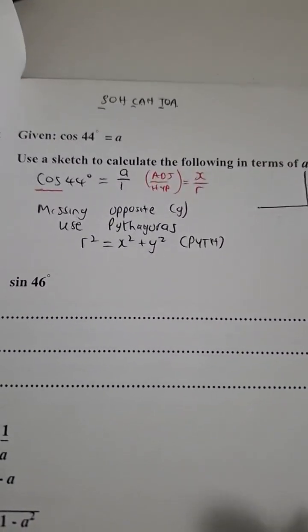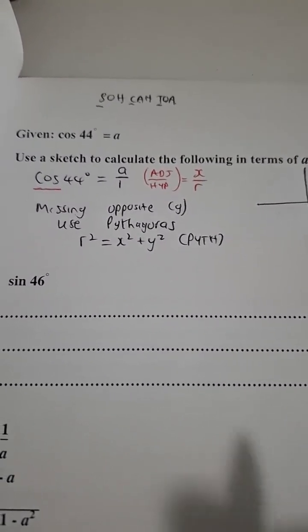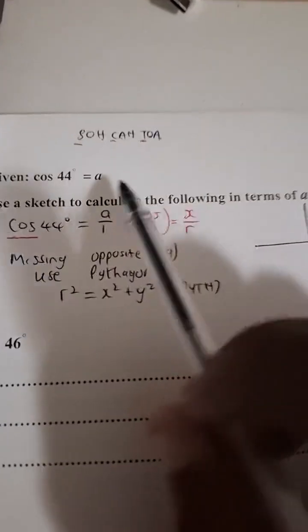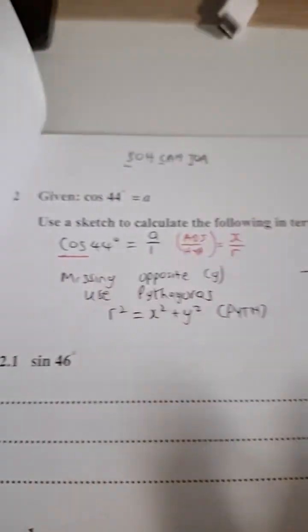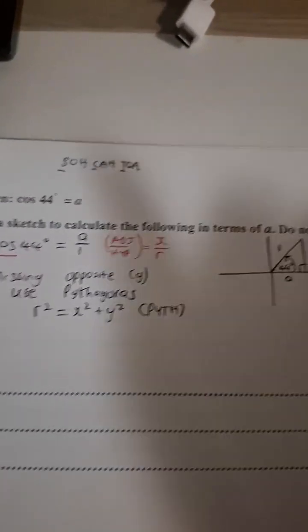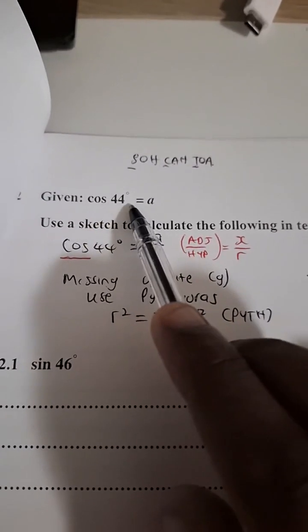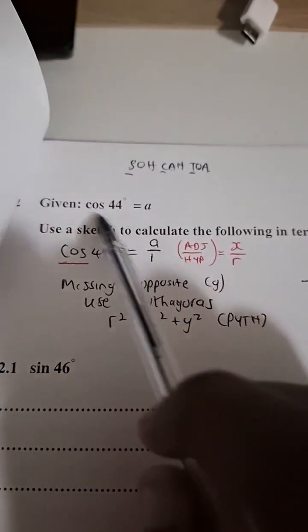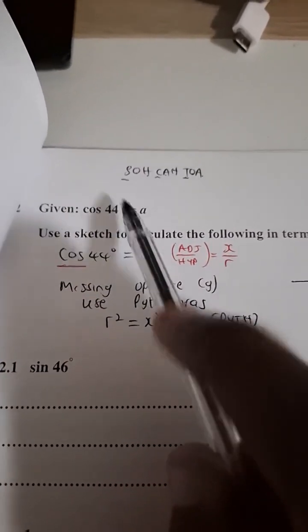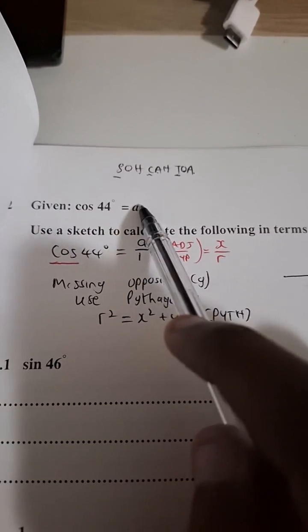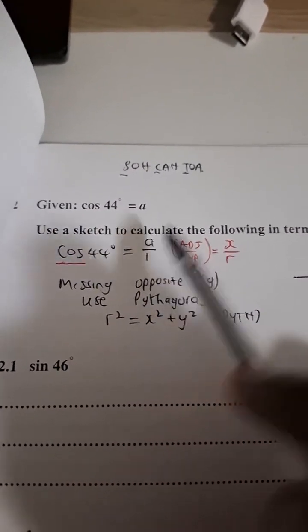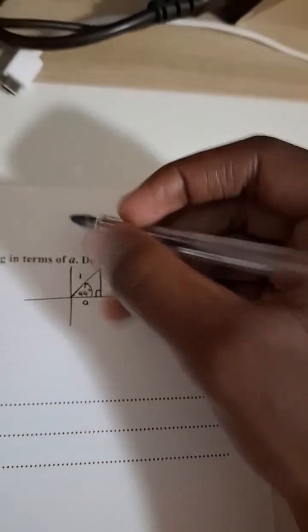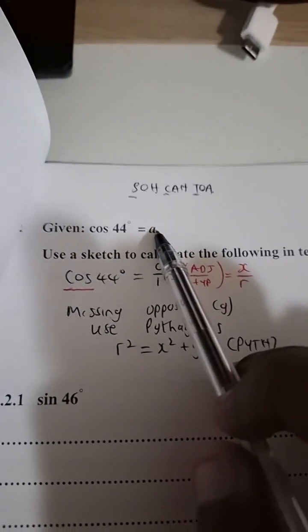Pythagoras. There are two things you can do here. We know that cos is A, so we just go ahead and assume that it is positive. We are only given this trig ratio. That's the only thing we are given. So we can just say cos 44 is equal to A over 1. Then we can go ahead and assume the first quadrant, because in the first quadrant, all trig ratios are positive.